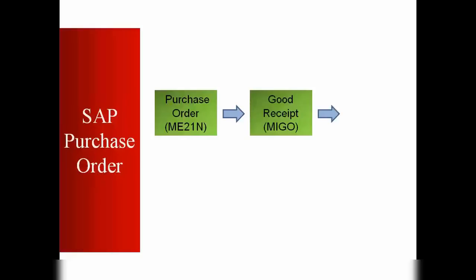Okay, so the third step will be the invoice document. We'll create an invoice for the vendor using the transaction called MIRO, M-I-R-O. Okay, those are the 3 steps, just a brief overview. We're going to do some practicals here, and I'll show you how you can create a purchase order, how you can do the goods receipt in SAP, and finally how you can create an invoice document.